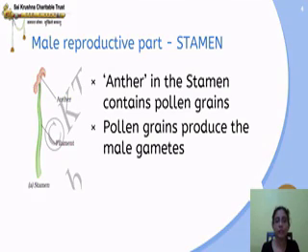Let's see about the male reproductive part, that's the stamen. Can you look at the picture here? That's the stamen. You have the anther on top and there is a filament. Now anther in the stamen contains pollen grains. These pollen grains produce the male gametes.